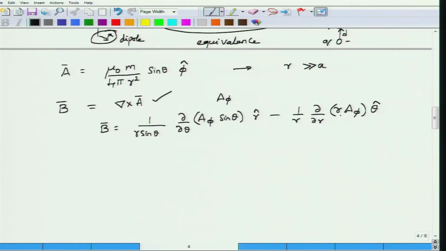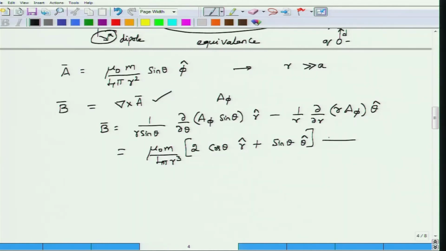A phi, you know, is mu 0 m by 4 pi r square sin theta. If you substitute this A phi here and carry out the differentiation, what you will get is mu 0 m by 4 pi r cube, times 2 cos theta r hat plus sin theta theta hat, right.